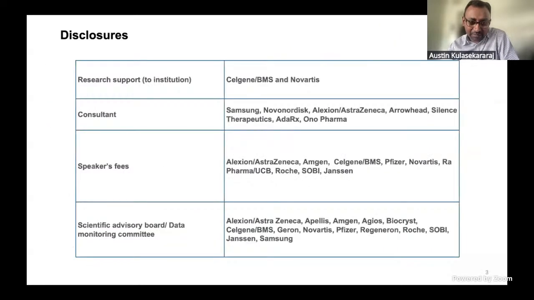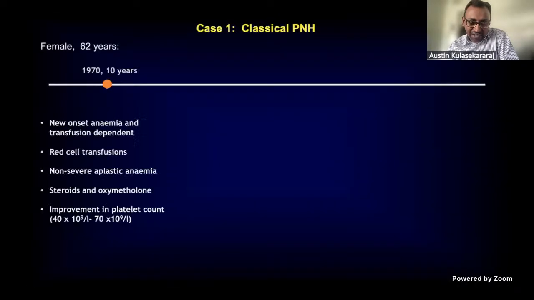Some of my disclosures predominantly. I always start with a case, because I think Arihant has nicely shown that it's important to differentiate hemolytic classical PNH from aplastic anemia with a large PNH clone. When we looked at our aplastic anemia database of 640 patients, 40% of patients had a PNH clone, and 20% had a very large PNH clone.